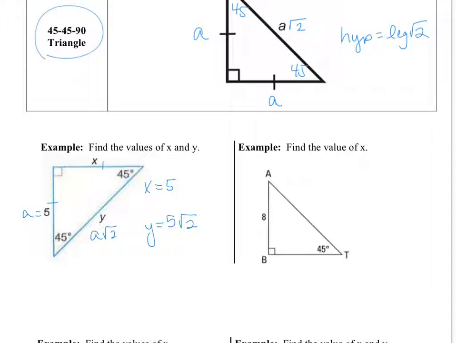Okay. Example number 2 looks just about the same. I have my 45, 45, 90 triangle, so my legs are congruent. So my value of x, which isn't listed here, we're going to label all the parts here. My other leg is going to be 8, and we're going to find the value of the hypotenuse.